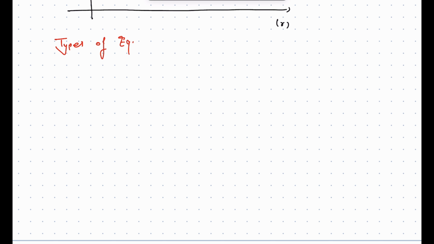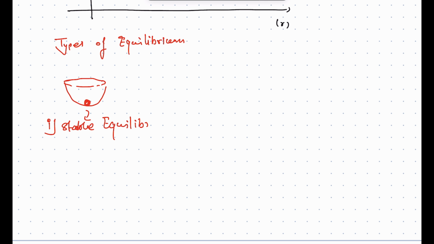As you know, for example, if I put something in a container like this, a bowl like this, if I put an object here and it is slightly displaced, then it will come back to this. So this is called the stable equilibrium. At the stable equilibrium, we will have the minima of the potential energy, and minima of the potential energy means d²U/dr² must be greater than 0.